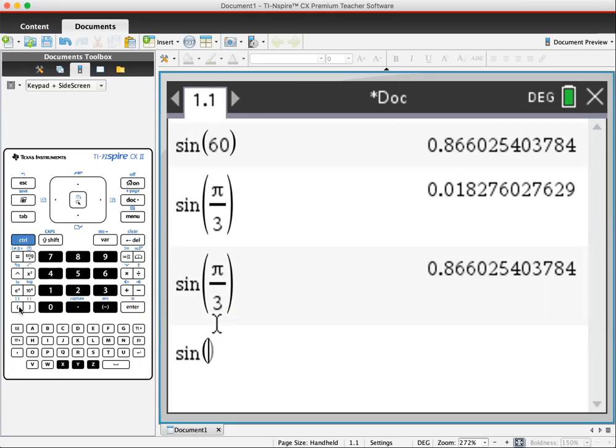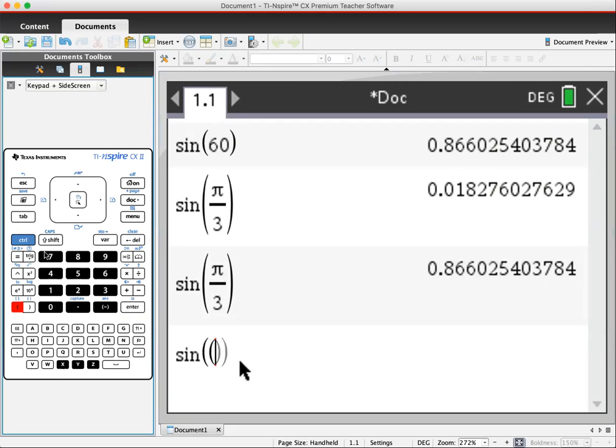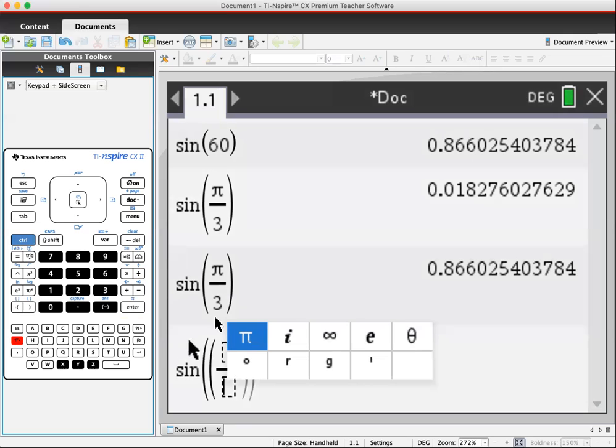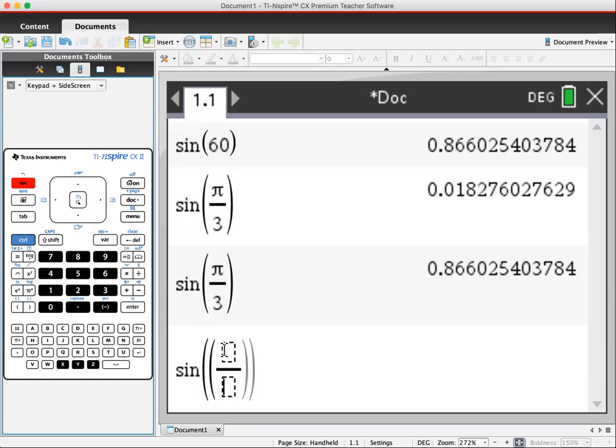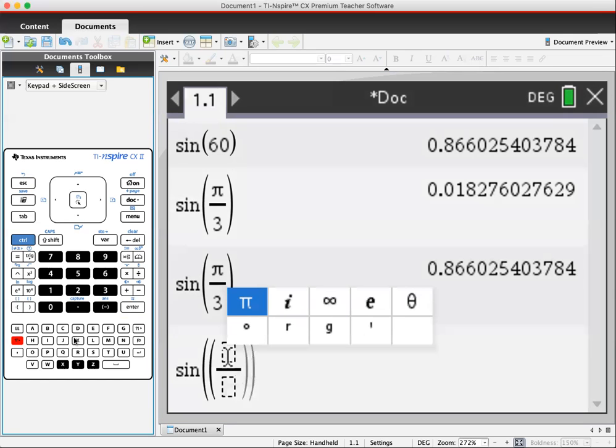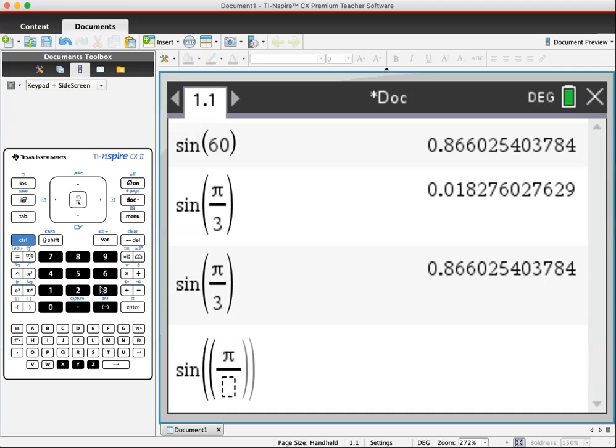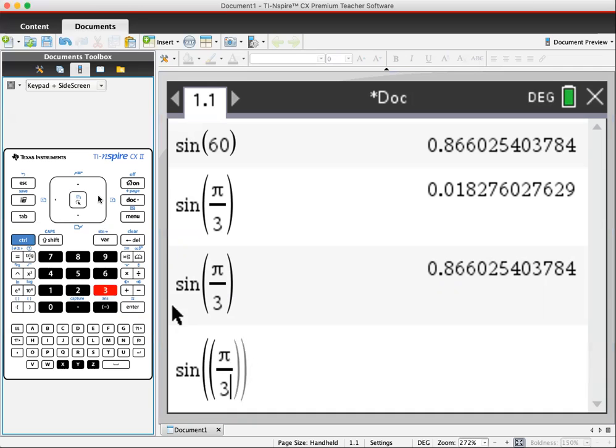I'm going to put in an extra set of parentheses so that I can tell it that the angle is actually in radians. So I'm going to do control divide, get the division template. And now I'm going to enter pi in the numerator and 3 in the denominator. And now in order to force the calculator to realize that this number is actually in radians, I'm going to move just beyond the inner set of parentheses, so whatever I do next is going to apply to that set of parentheses.